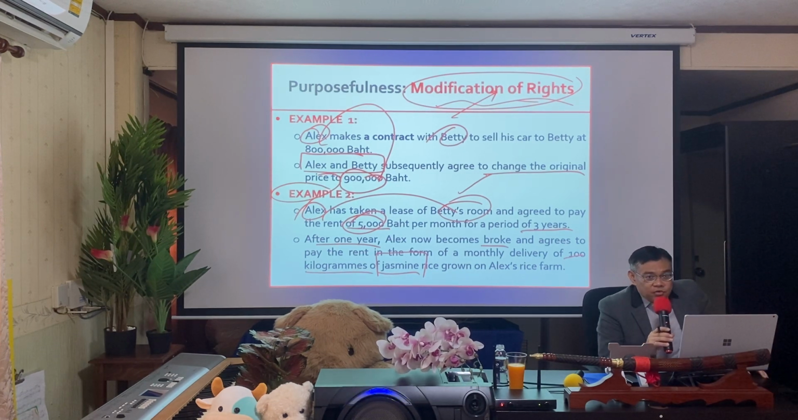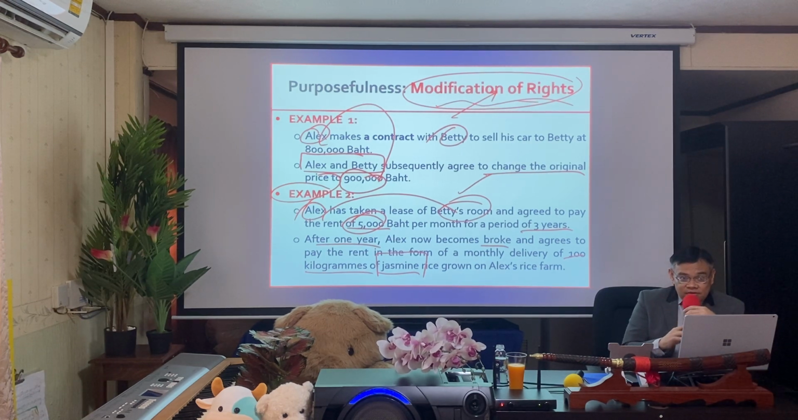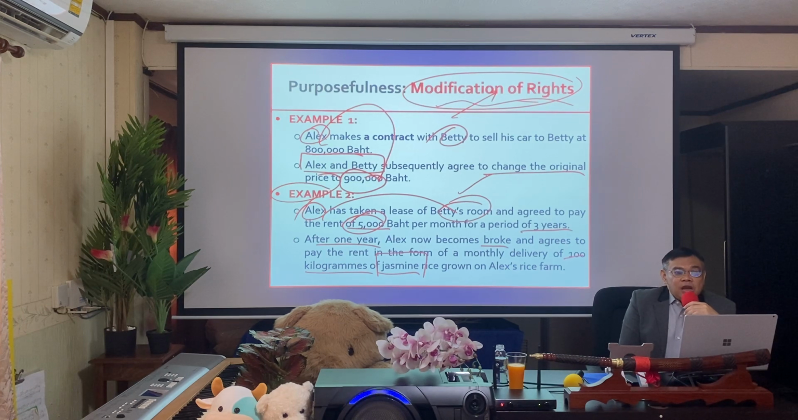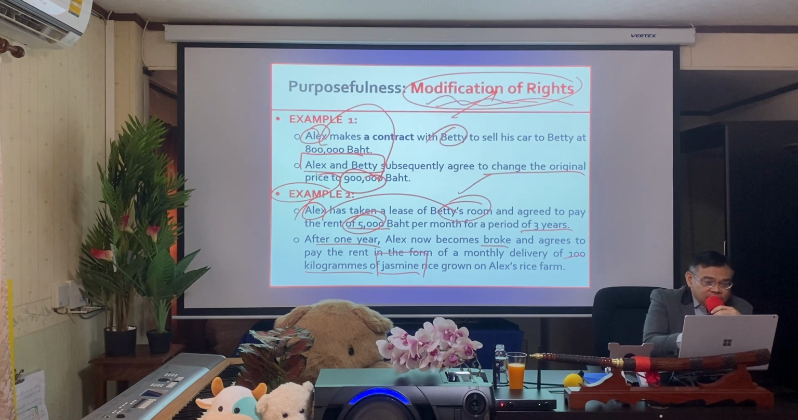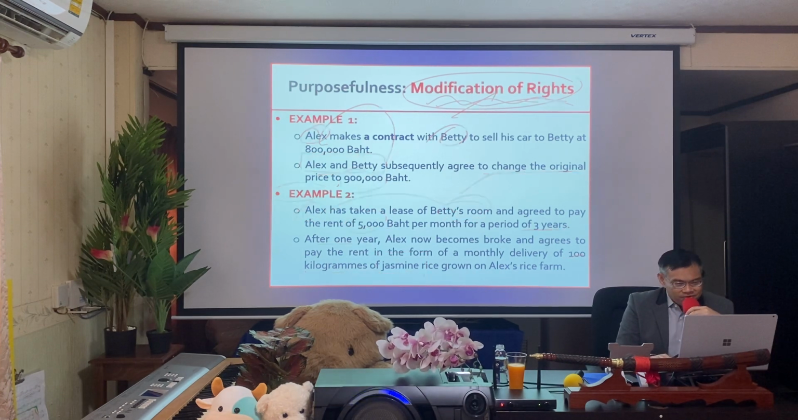So the agreement made between Alex and Betty on this occasion is a Juristic Act. For the purpose of what? For the purpose of establishing legal relations with a will to modify rights. After this agreement, the right to claim the rent of 5,000 baht is now changed into the right to claim 100 kilograms of jasmine rice each month. All right.